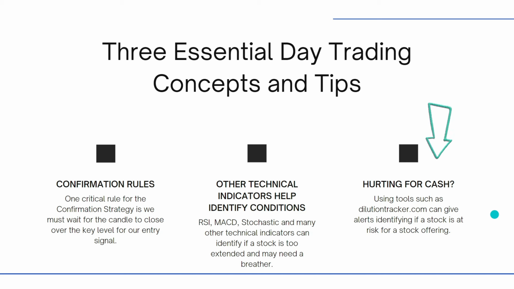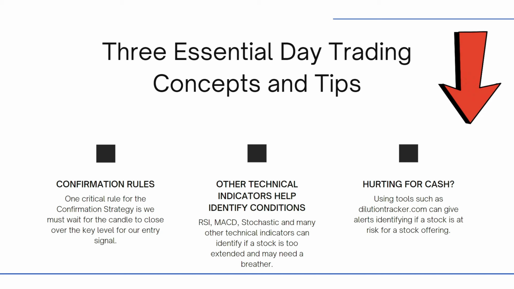If the stock is hurting for cash, well, typically, they're going to be coming out with an offering, and we're trying to avoid those offerings at all cost. There are tools out there like dilutiontracker.com that can give you a heads up if the stock is hurting for cash and if it's a higher probability for a stock offering to come out. And if it's a higher probability for that offering to come out, then we want to be very careful, because then short sellers are licking their chops and saying, hey, this thing is at a high risk for that offering. It may just drop, right?